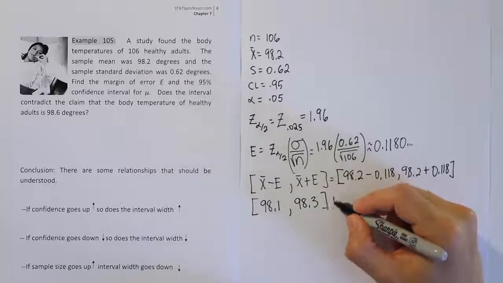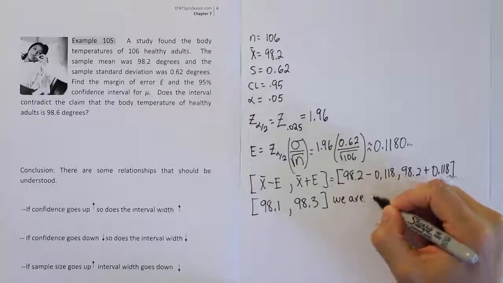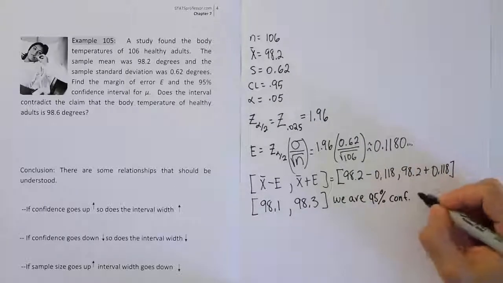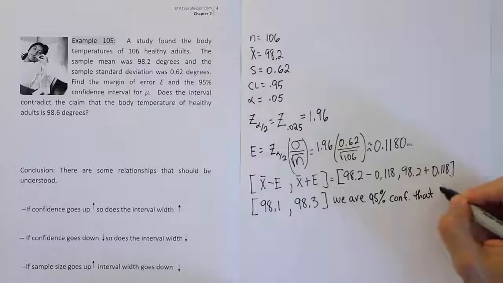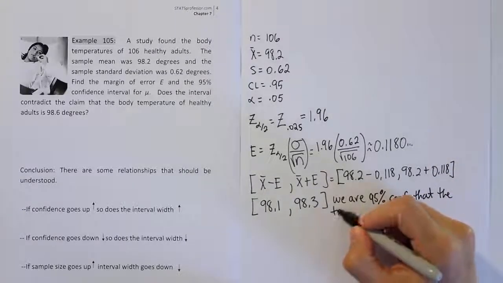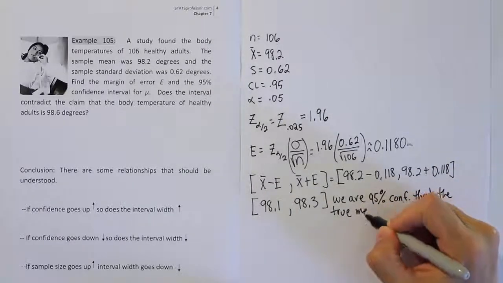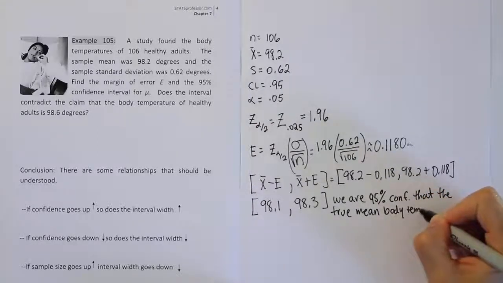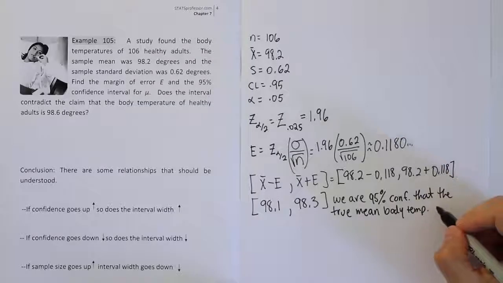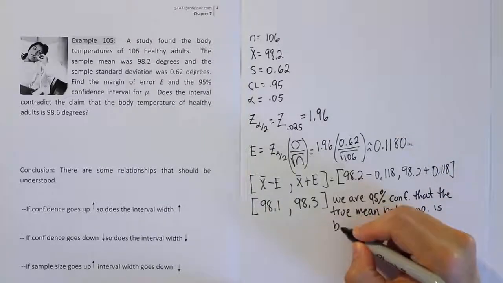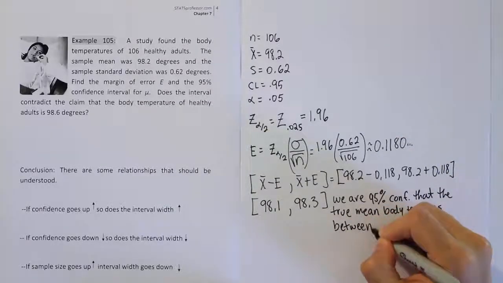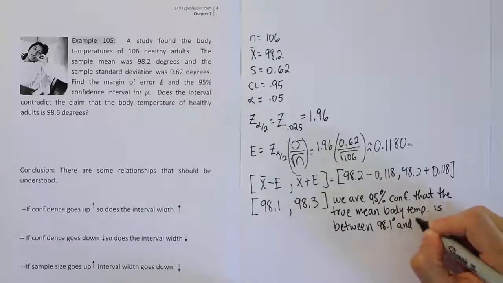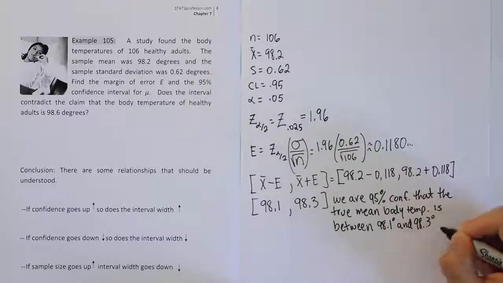Okay, so remember, we are 95% confident that the true mean body temperature for healthy adults is between 98.1 degrees and 98.3 degrees Fahrenheit, right?